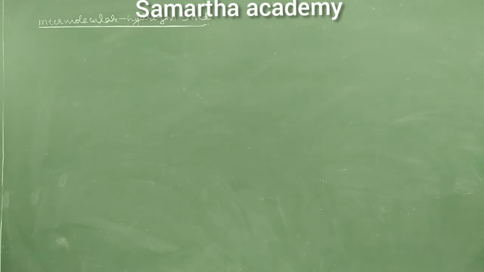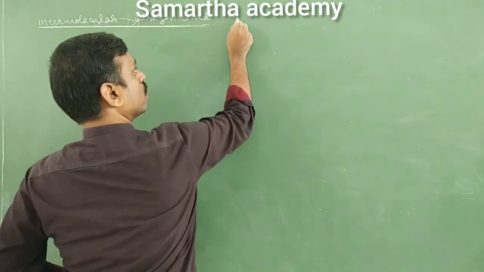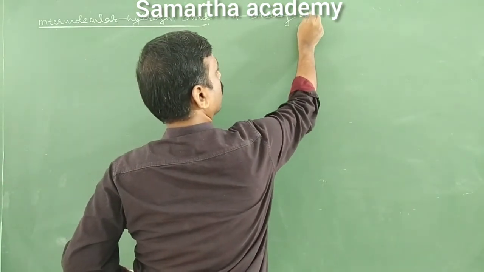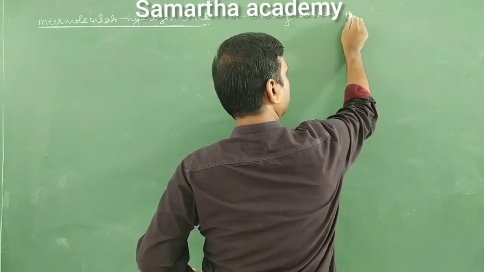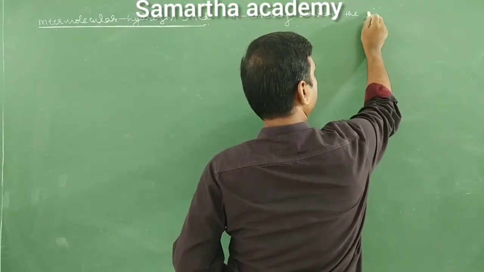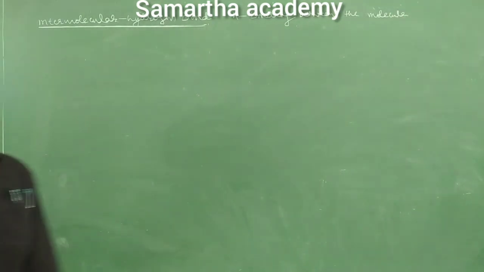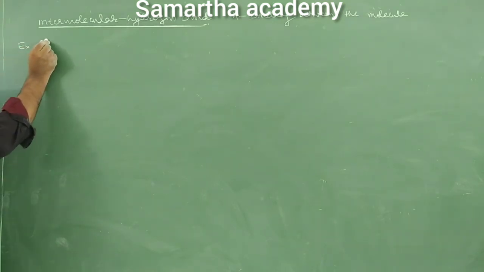If the hydrogen bonding takes place between the same or different molecule, between the molecules, it is called intermolecular hydrogen bond. Example, so already we have studied HF.